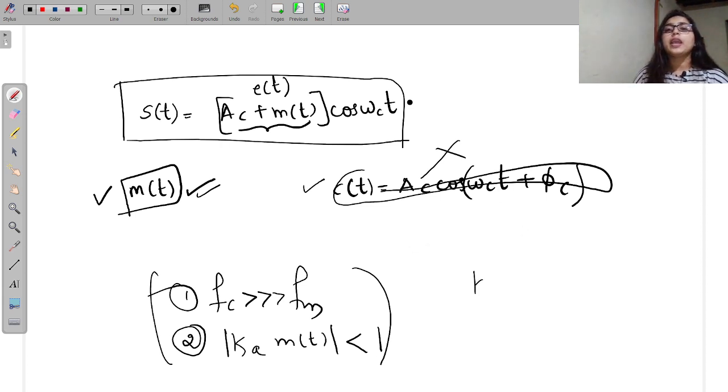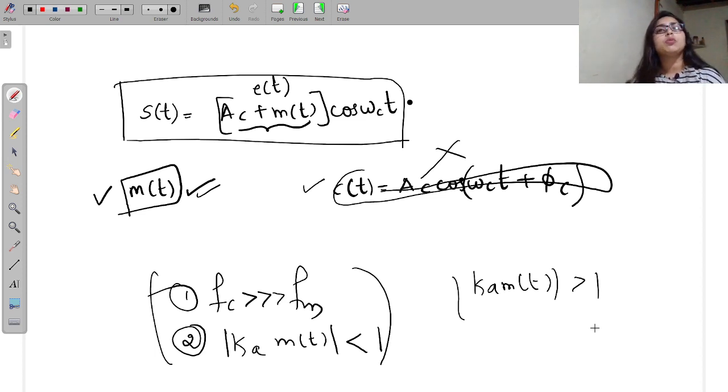If Ka m of t is greater than 1, then what happens? There will be over modulation. Let us see that also. What is this over modulation? What is critical modulation? What is under modulation? What is this modulation index? And how is the amplitude sensitivity of the modulator related to the modulation index?